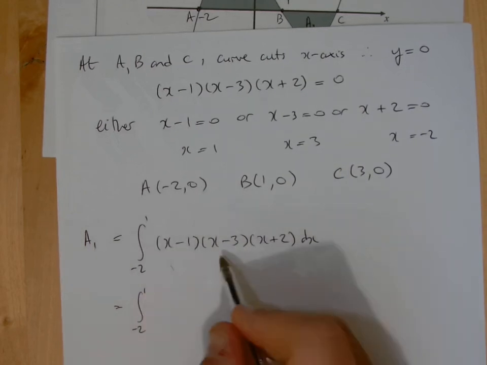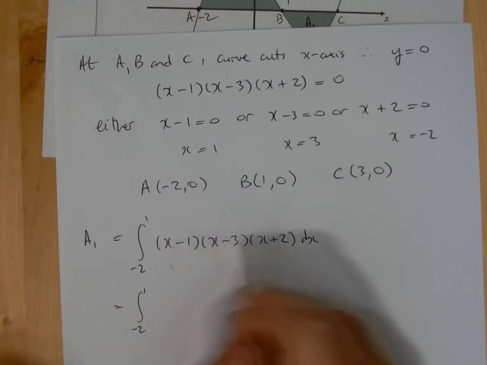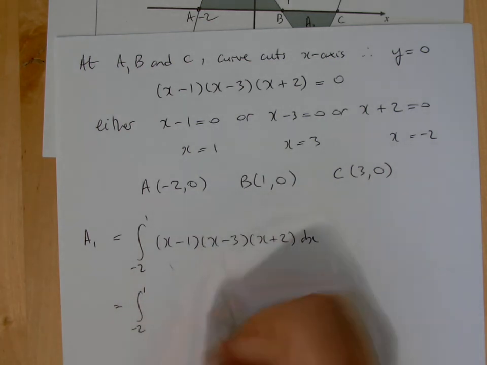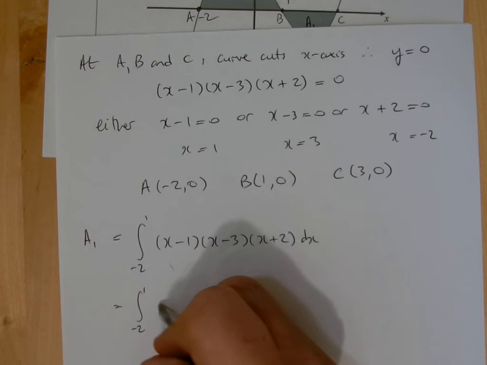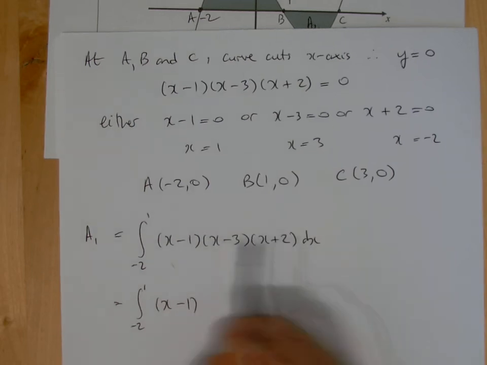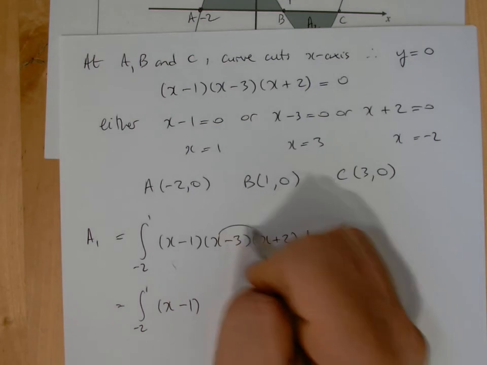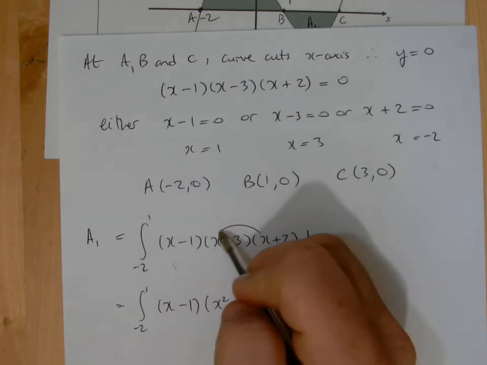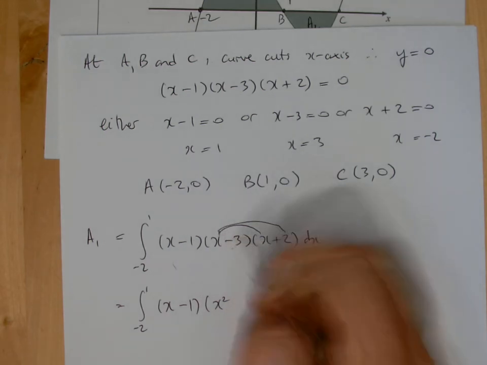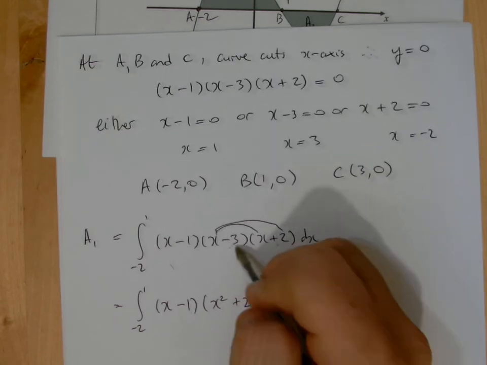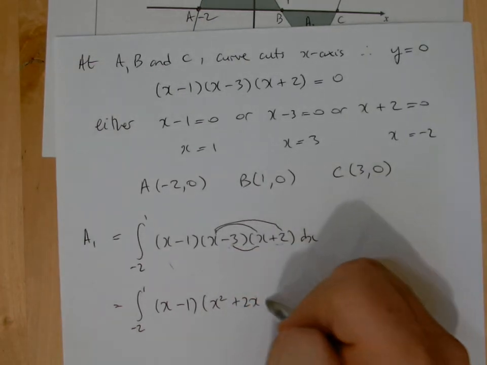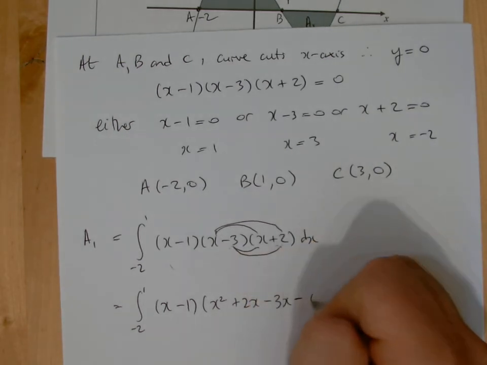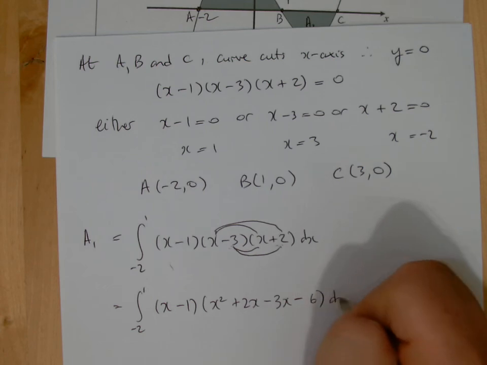What we're going to need to do is FOIL on a pair of them, and then FOIL again. What I like to do, when I multiply 3 brackets, is keep the first bracket as it is, and multiply these here. So let's multiply this pair first. x times x is x squared. x times 2 is 2x. Minus 3 times x is minus 3x. And minus 3 times 2 is minus 6.